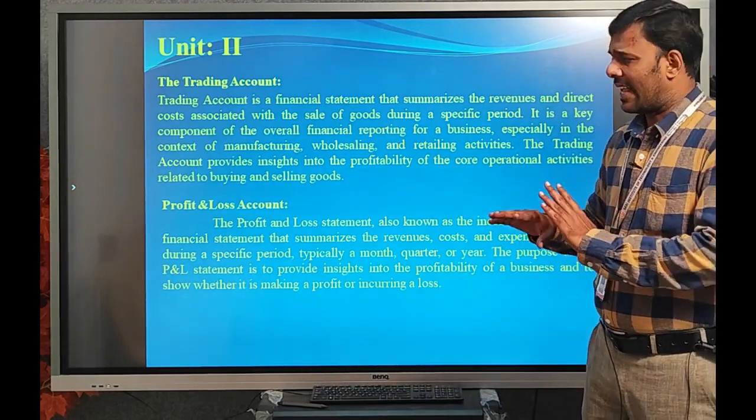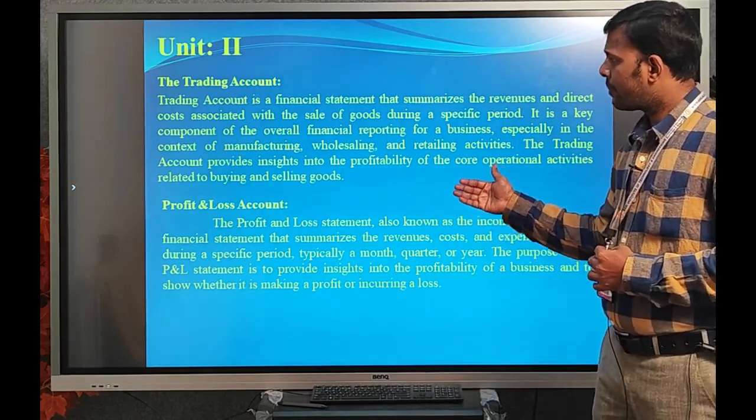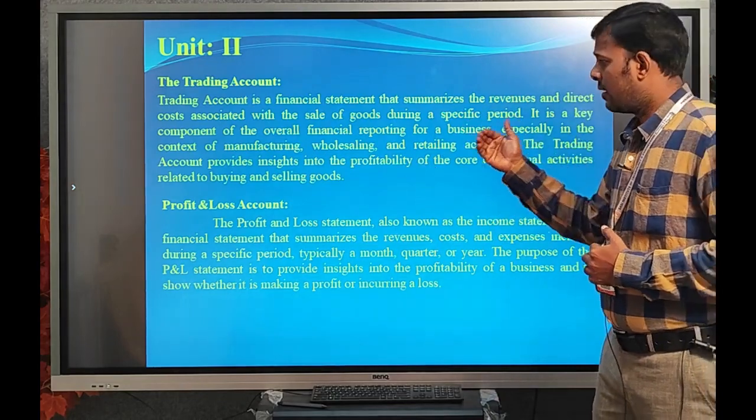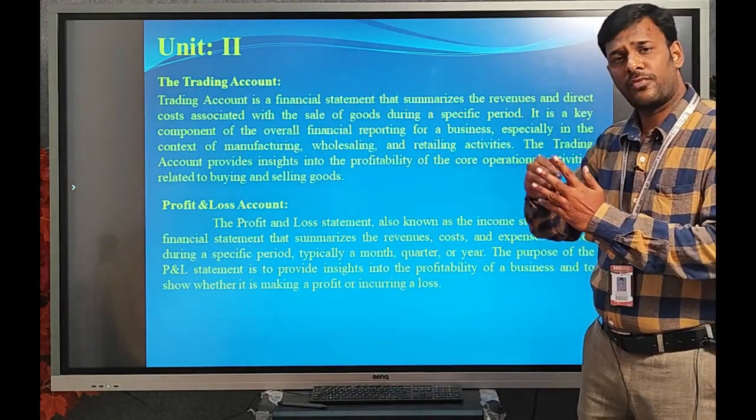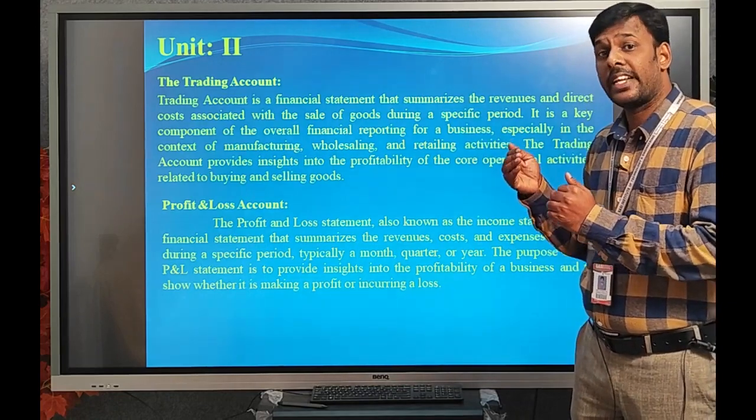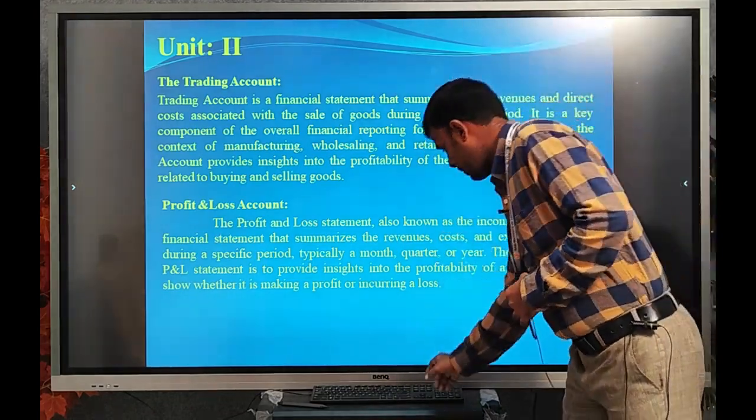So whatever transactions happening, finally we need to create whether we are getting profit or loss. If it is net profit, that has to be transferred to balance sheet, and if it is net loss, it has to be deducted from the capital balance in the balance sheet. We'll see what is happening.